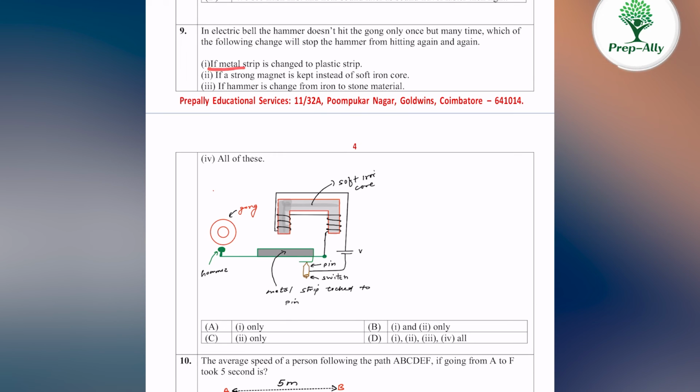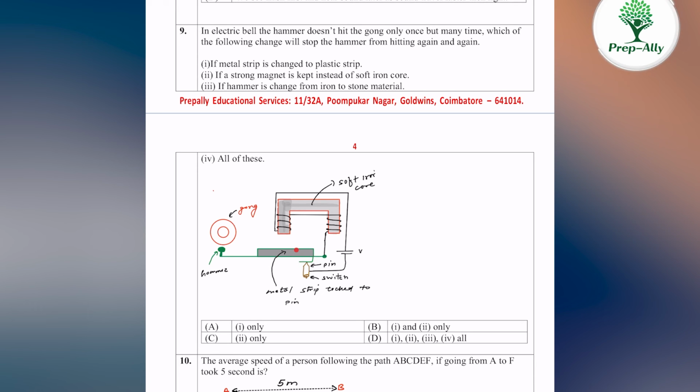If the metal strip is changed to plastic strip, this is a metal strip, this one. If this is changed to plastic strip, then it will stop the hammer from hitting again and again. Is it correct or not? So you see, if we change the metal strip, what will happen? Changing the metal strip, then current will come here. Again the pin is here. This thing is already there.